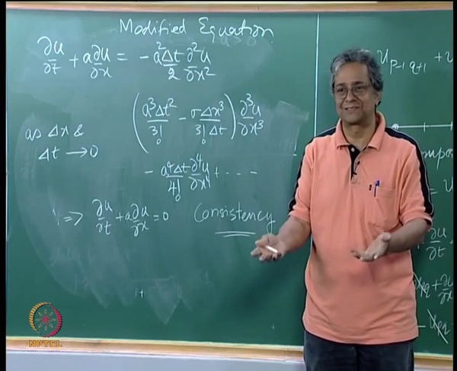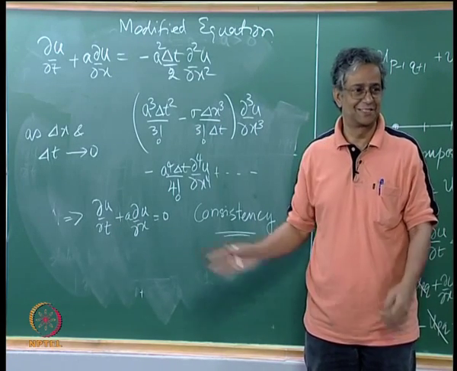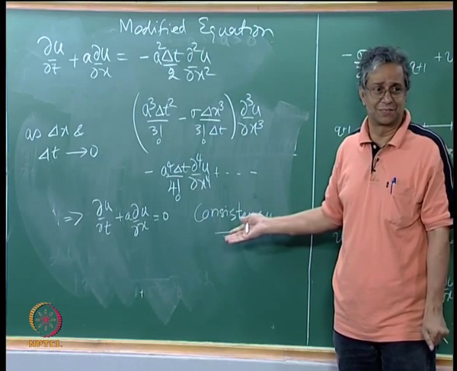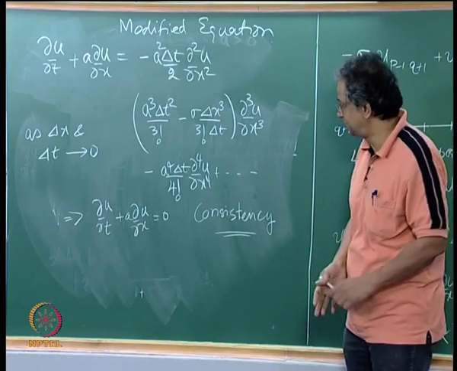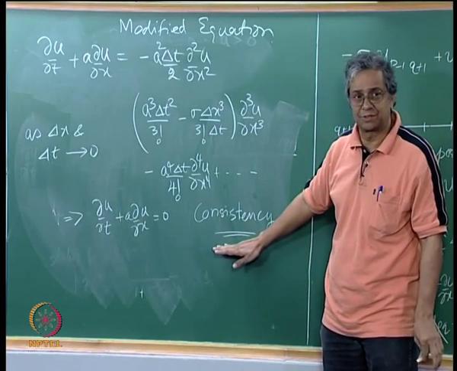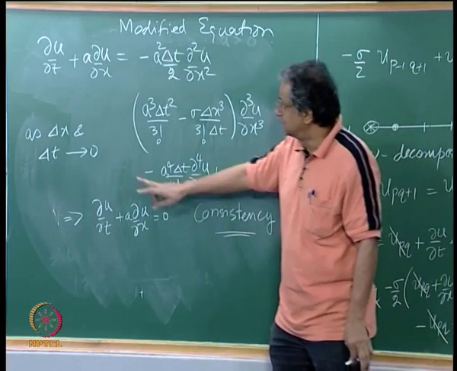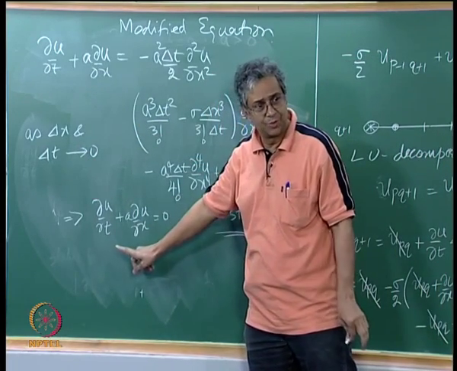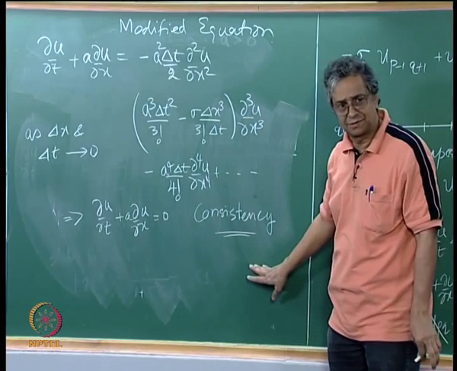And you should suspect that. I mean, we invented a scheme which won't work. FTCS, which is consistent. It's consistent and it won't work, right? It's possible actually for you to invent a scheme which is inconsistent. So this consistency is very important. As delta x and delta t go to 0, the modified equation goes to the original equation, the scheme is said to be consistent.